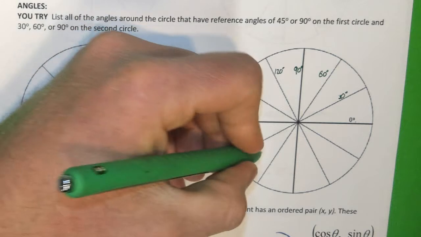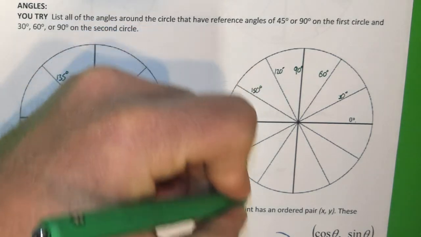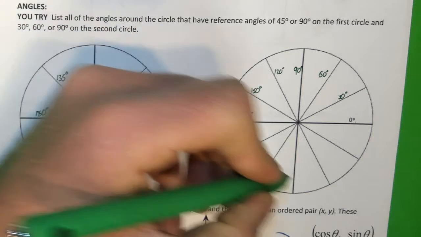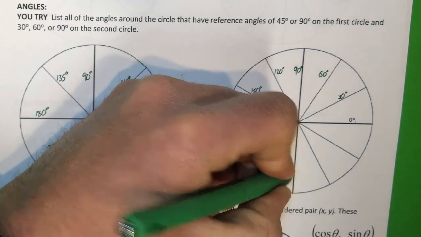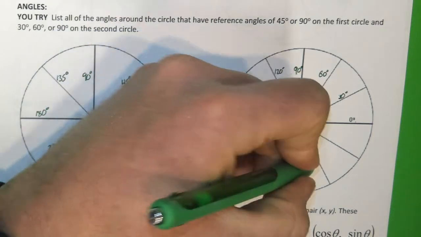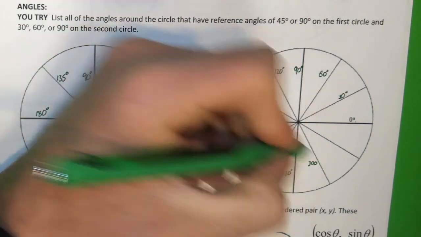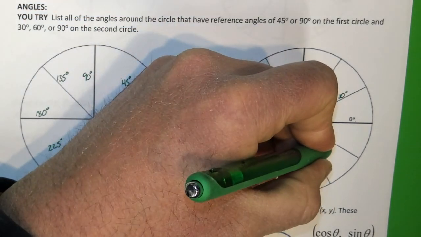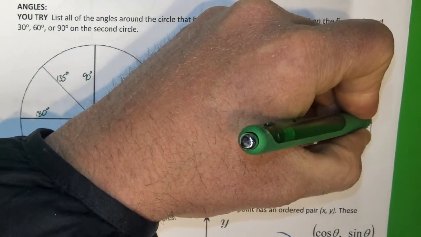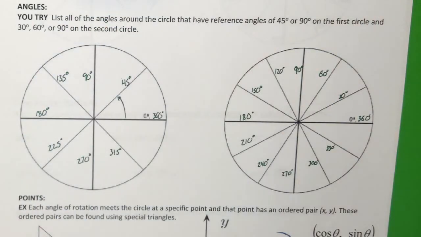Let's keep going though. 210 degrees, 240 degrees, and 270 degrees. There we go. Last couple. I want to keep on adding 30 degrees, and that's going to get me to 300, 330, and then lastly 360, which has you end up right where you start.